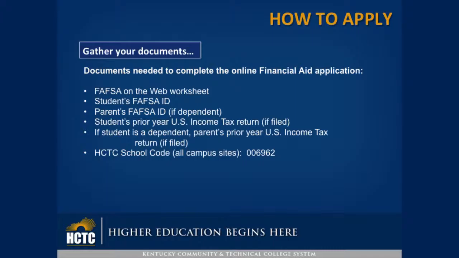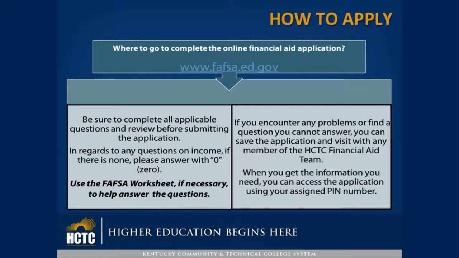HCTC school code, all campus sites, is 006962. Where to go to complete the online financial aid application? Go to the website fafsa.ed.gov. Be sure to complete all applicable questions and review before submitting the application. In regards to any questions on income, if there is none, please answer with 0. Use the FAFSA worksheet, if necessary, to help answer the questions.